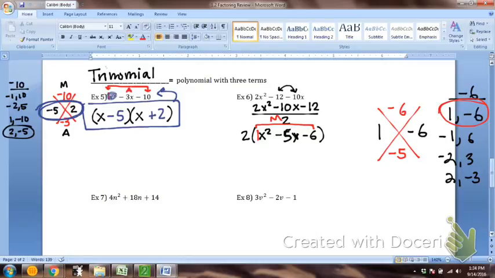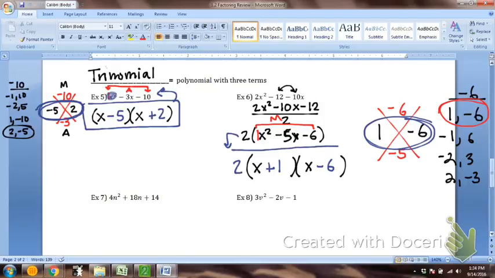Go back to our problem and we set up our parentheses. Put an x in each of them. And then remember we use our factors that we chose. So positive 1, a negative 6, and then what do we have to remember to bring down? The 2. Excellent. Bring that 2 down in front. Questions so far?